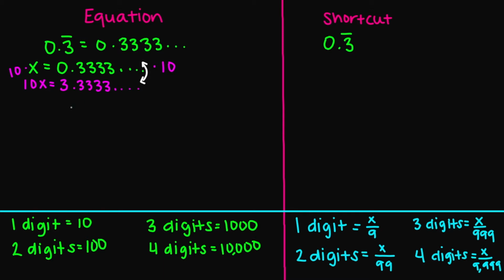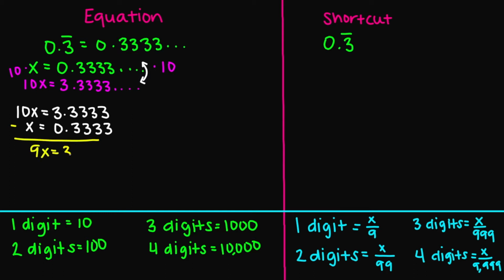Notice these are the two equations here that we are going to be using. However, before I do anything, I'm going to rewrite my equation so that my 10x is on top. So I'm going to do 10x equals 3 repeating. And then we have our x here at the bottom. I'm going to go ahead and subtract. So 10x minus x, this is going to be 9x. And then this is just going to be 3 because these 3's are going to cancel out.